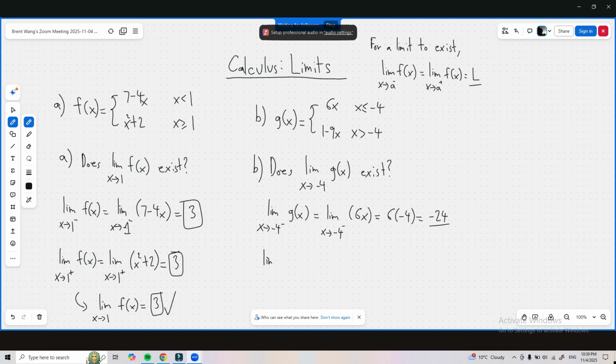Now lim as x approaches negative 4 from the positive side, the right-hand limit, of g of x is equal to lim as x approaches negative 4 from the positive side of 1 minus 9x. Plugging in x equals negative 4, that's 1 minus 9 times negative 4, and that's equal to 37. The left-hand and right-hand side limits are not equal, so therefore, this limit does not exist.